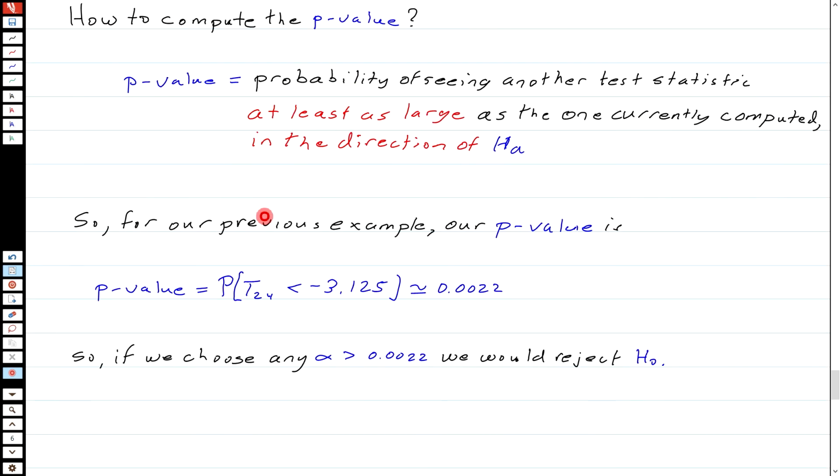So our p-value here is the probability that if we were to repeat this and compute a new test statistic with 24 degrees of freedom, it would be less than minus 3.125, which is the test statistic we computed for this example. And from the t distribution tables, I'm guesstimating that that's about 0.0022. So if we choose any alpha bigger than 0.0022, then we reject H naught.